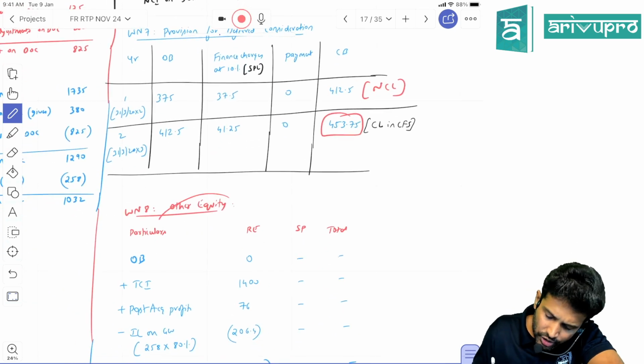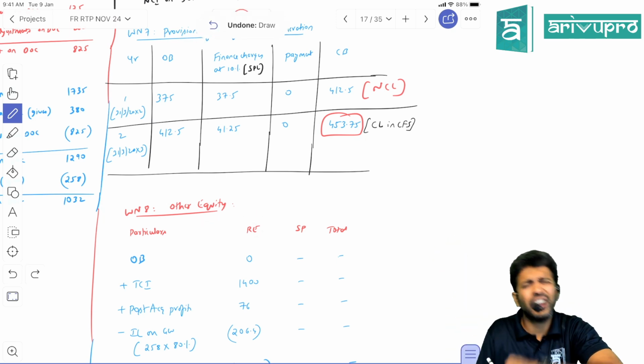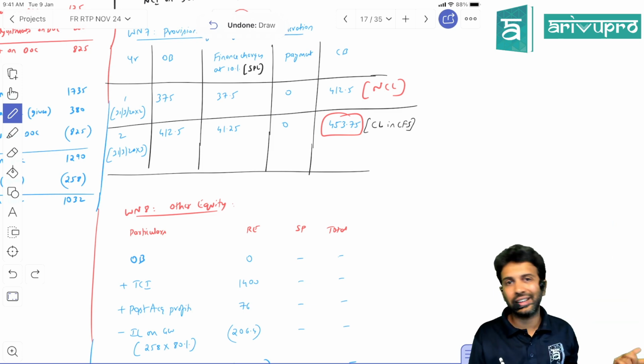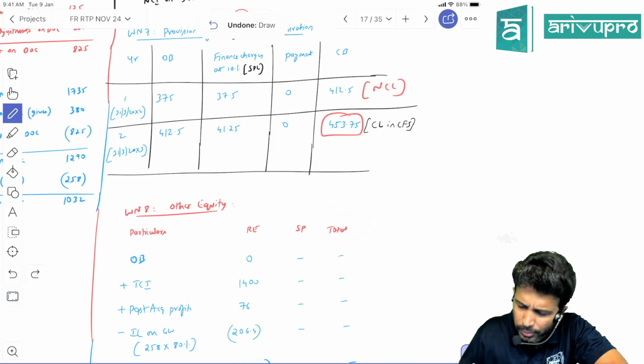Okay. Next is your other equity working note. Whatever reserves and surplus you have, put up everything. We have retained earnings here and we saw that shares were issued by parent company at a premium. So securities premium will come and then the total. Okay. Now they have not given opening balance.